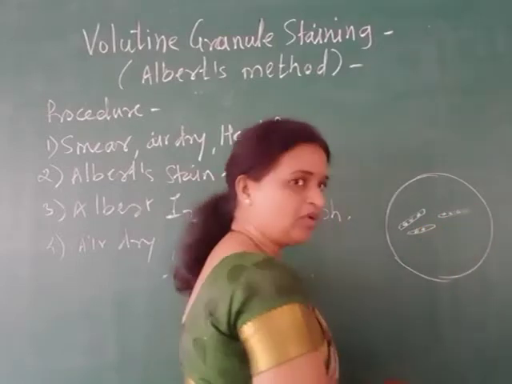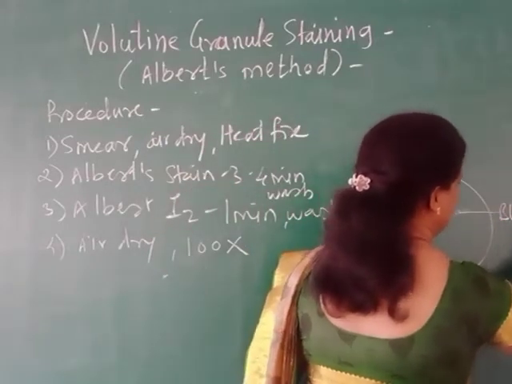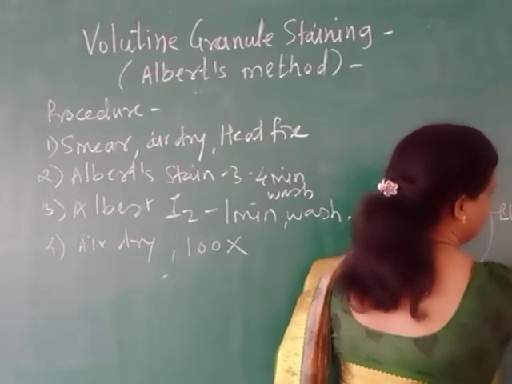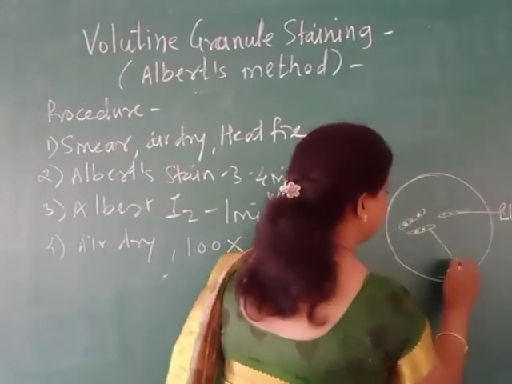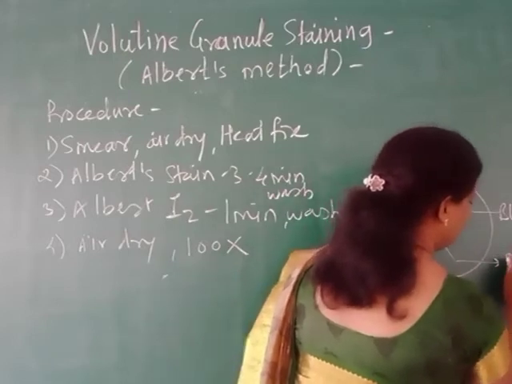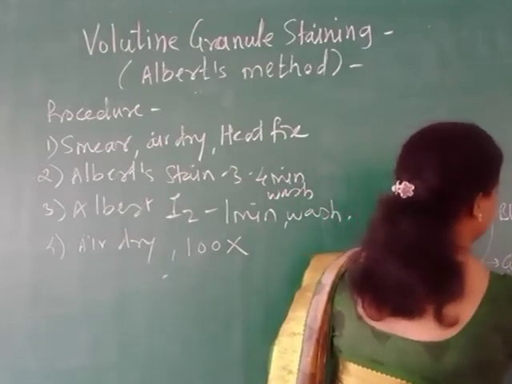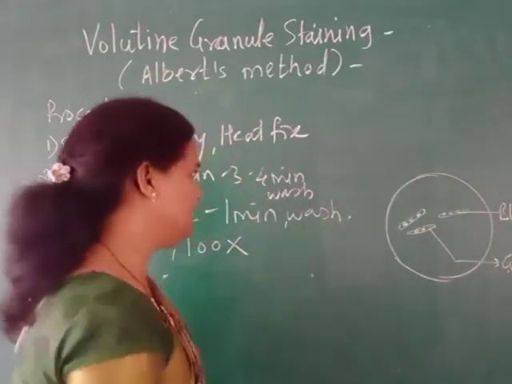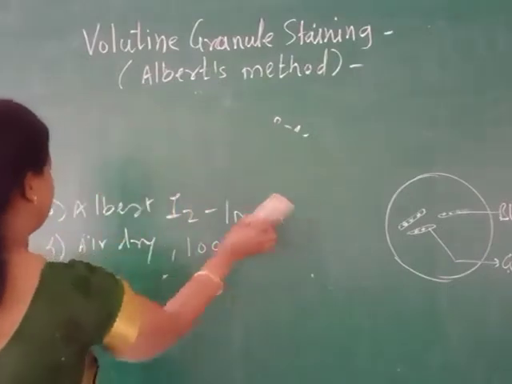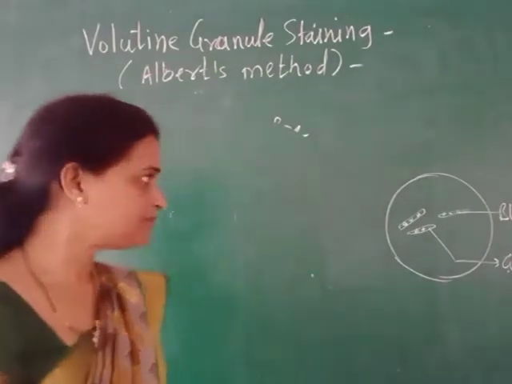That is the observation: bluish black granules, volutin granules, and the cytoplasm will be faint green or green. This is how you can demonstrate granules in the cell. Now, what is the mechanism behind this observation? What is the mechanism of Albert's staining?